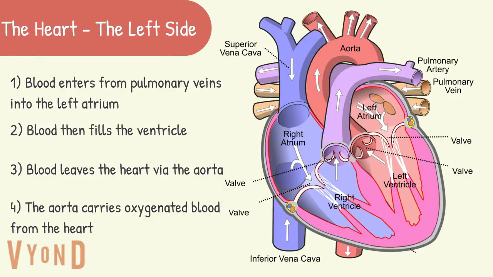On the left side of the heart, the now oxygenated blood enters the left atrium from the pulmonary veins. Blood then fills the ventricle and leaves the heart via the aorta, which carries oxygenated blood from the heart to the rest of the body.